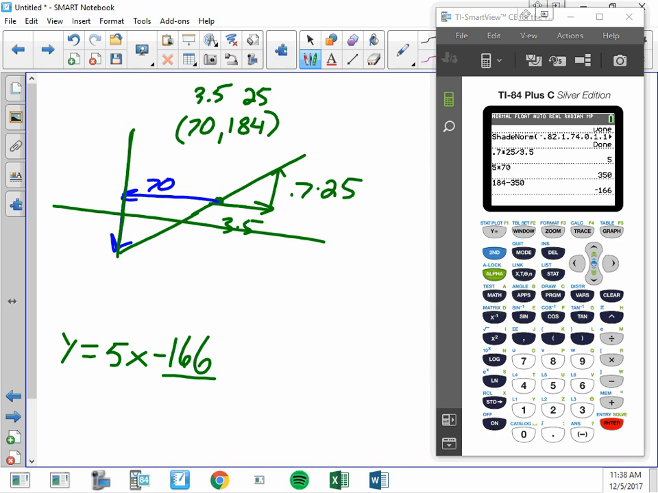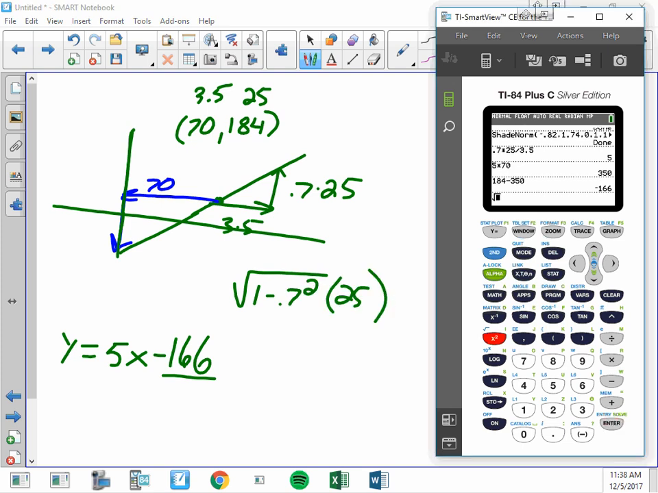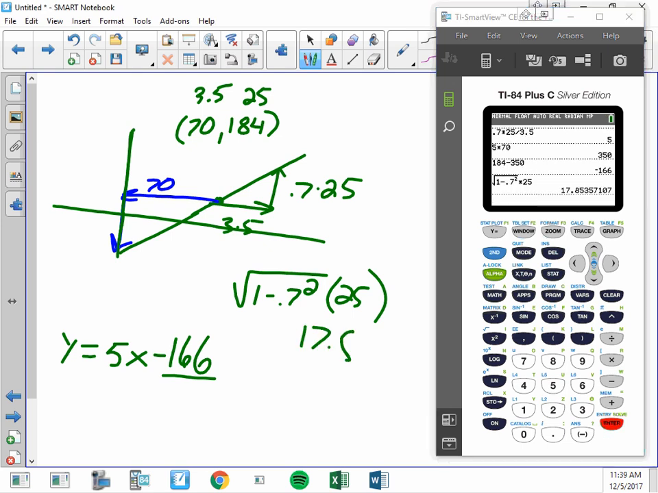Okay. And then we need to calculate the RMS error. So the square root of 1 minus 0.7 squared times 25. Square root of 1 minus 0.7 squared times 25. And I get 17.8. What does this number tell me? On average, the Y values are 17.8 units away from the regression line.